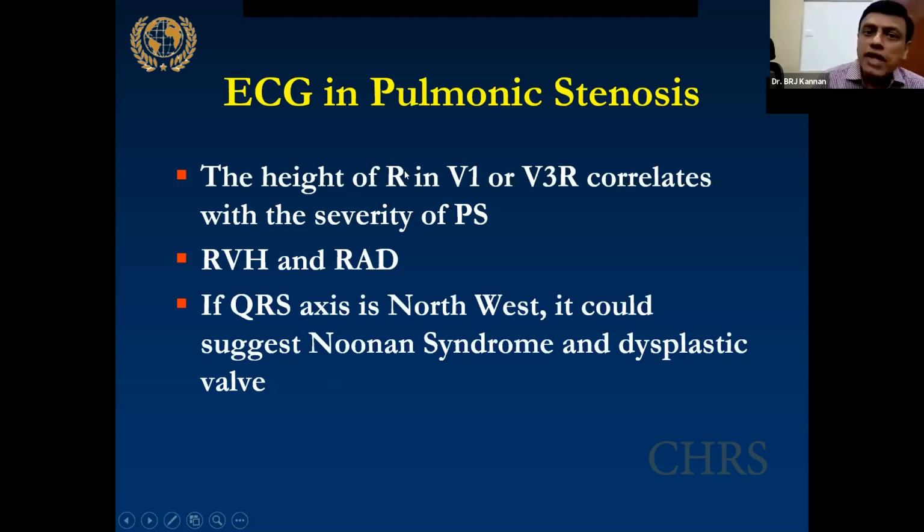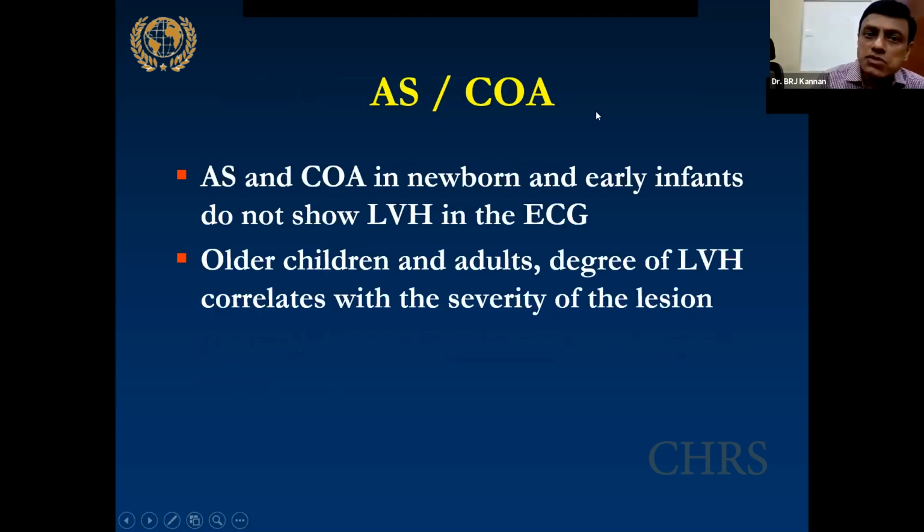In aortic stenosis and coarctation of aorta in the newborn period, though it's a left-sided disease, they do not show LVH. Rather, they will show only RVH, because the RV was the dominant ventricle in the newborn. In spite of having severe AS and severe coarctation of aorta, newborns will not show LVH in the ECG. In older children and adults, the degree of LVH correlates with the severity of these two lesions, AS or coarctation of aorta.